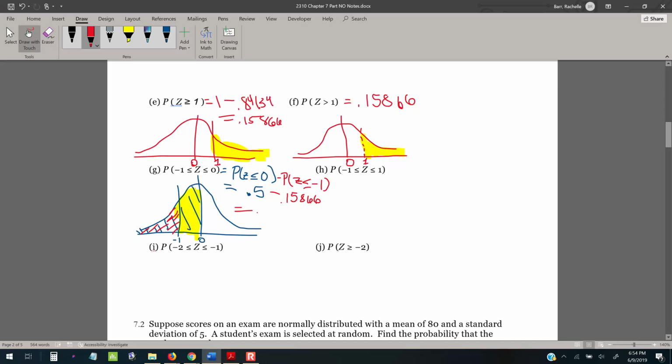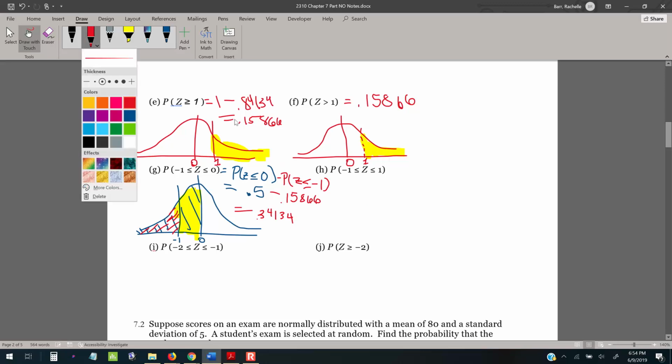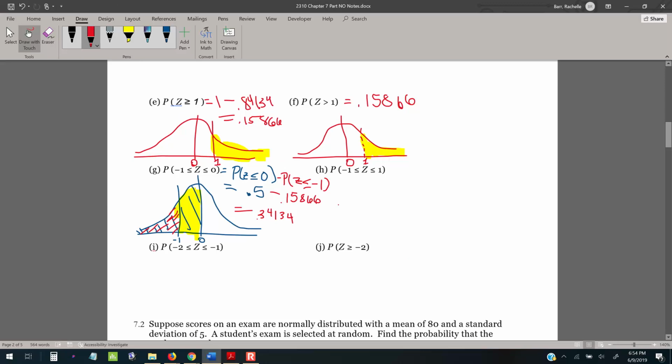So I'm pulling out my calculator. 0.34134. That's another value that we saw coming up earlier too. Woohoo! So let's do one more middle before we move on, because these two are just repeats and more practice, but, you know, good times.